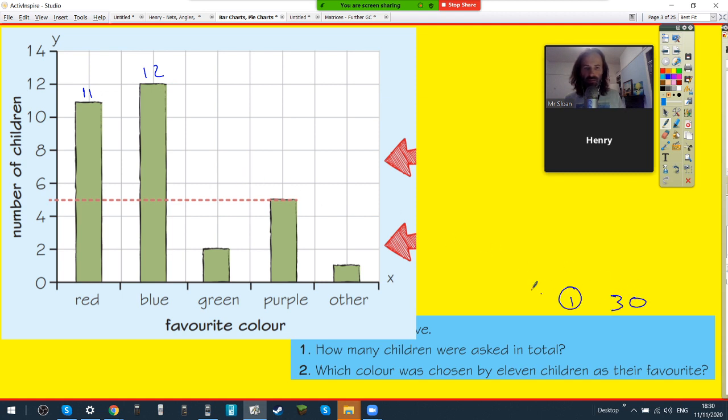Question 2. I wonder what that other colour was. Maybe like orange. Because it says other, which means that one child picked a colour other than purple, green, red. So it might be like orange or yellow, probably. And which colour is chosen by the 11 children as their favourite? Red. That's red, and that one is 30. Great.